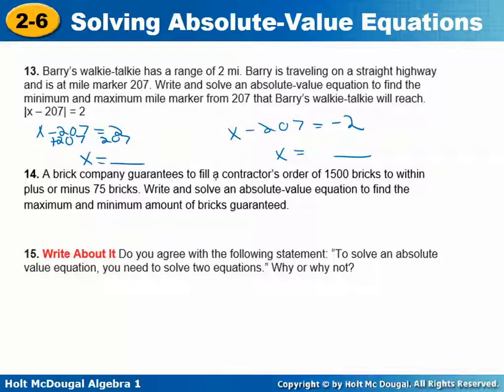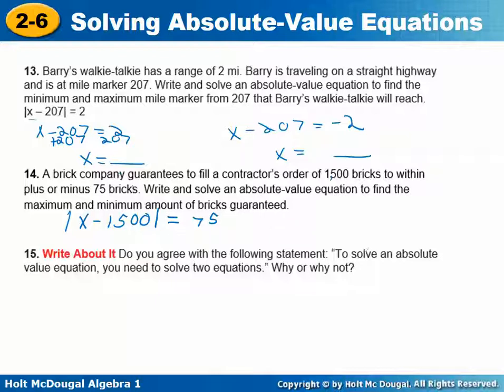A brick company guarantees to fill a contractor's order of 1,500 bricks to within plus or minus, so a range of 75 bricks. So we're going to write it very similar to this one. We'll put the absolute value, and the x will be what we're looking for to find the maximum and minimum amount of bricks, and we will subtract the 1,500 that the contractor ordered, and that will be equal to the range. And then if you write the two cases from this, you'll find out the minimum and maximum bricks that you can order.